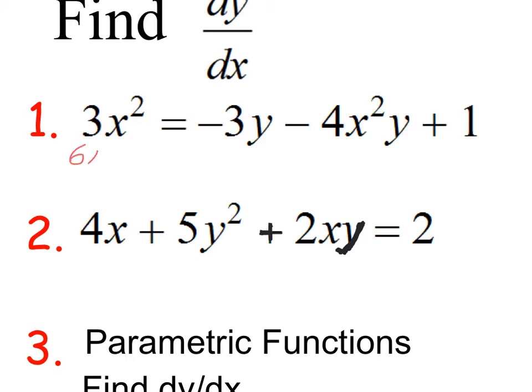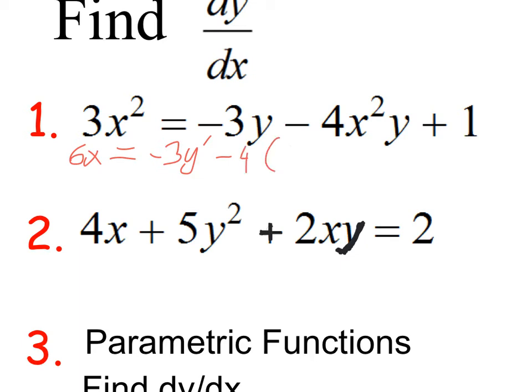This is going to be 6x, and because there's no y, that's done with. But over here, it's going to be -3. The derivative of -3y is -3, but because I took a derivative of y, it's y prime. You have to attach a y prime whenever you do that. This one I'm going to leave blank for right now.